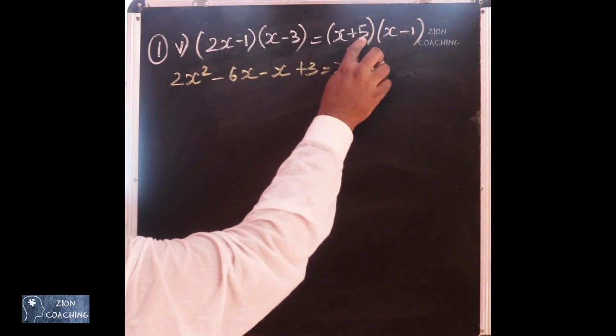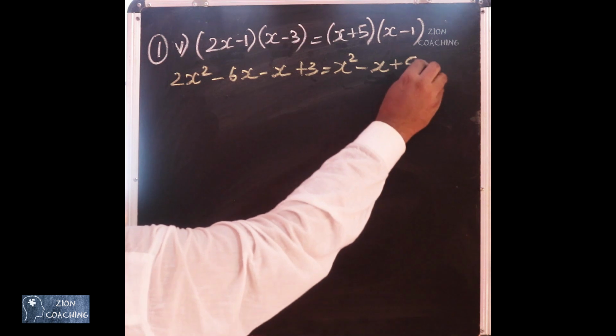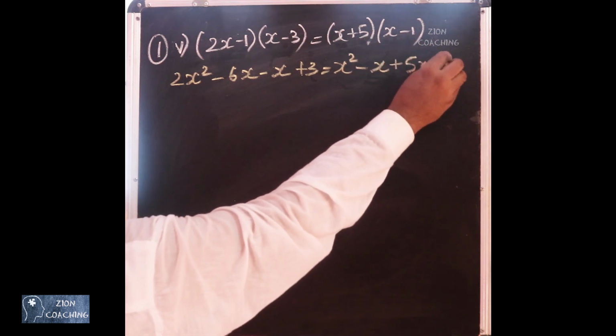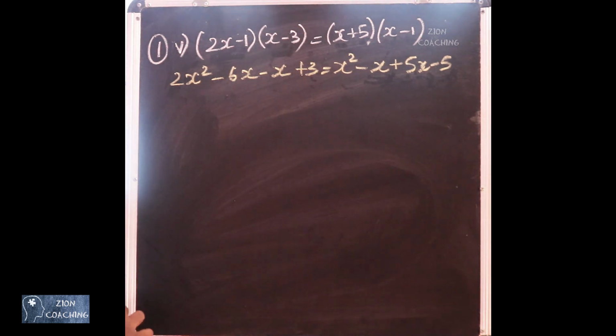Then we are going to multiply by 5. 5 into x is 5x. 5 into minus 1 is minus 5. Now we are going to group the common terms.